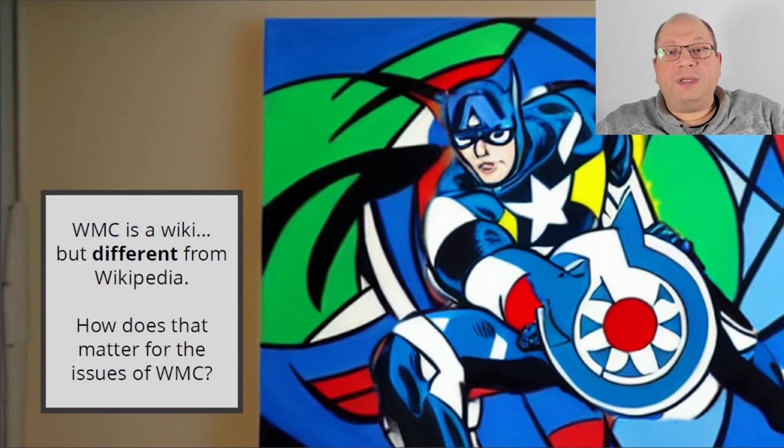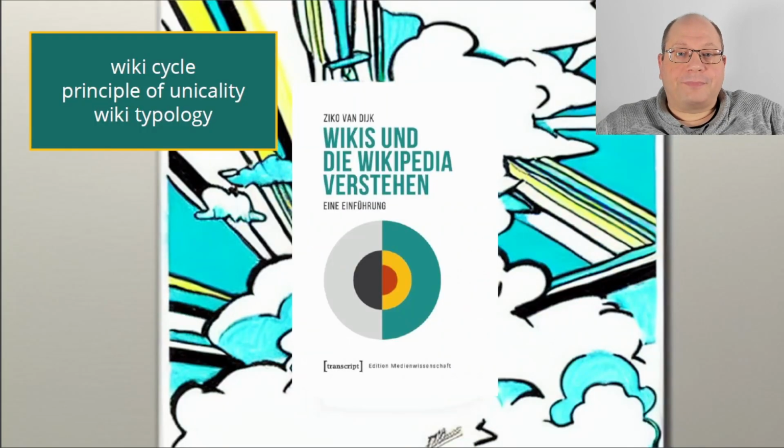WMC is a wiki, Wikipedia is also a wiki, but clearly different. So we need to look at what a wiki is in general and how it works. In my book I have described several principles or features of wikis. You can browse the book afterwards. It is open access. Today we are going to look at some principles.